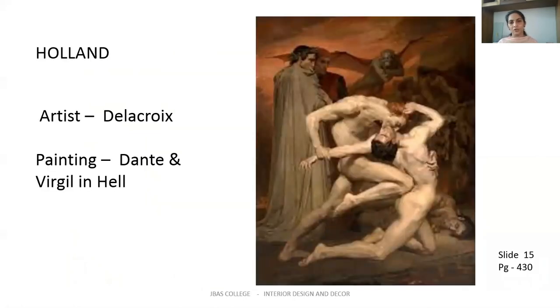This artist, Delacroix, is known for doing paintings that were very, very disturbing, and these come into the phase of romanticism, and he showed the crudeness, the cruelty, and the agony and pain that the people went through in all his paintings. This one is called Dante and Virgil in Hell.